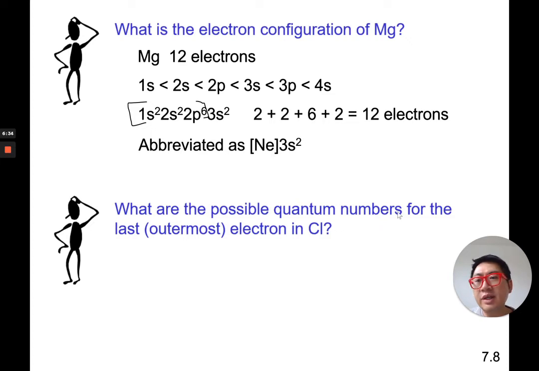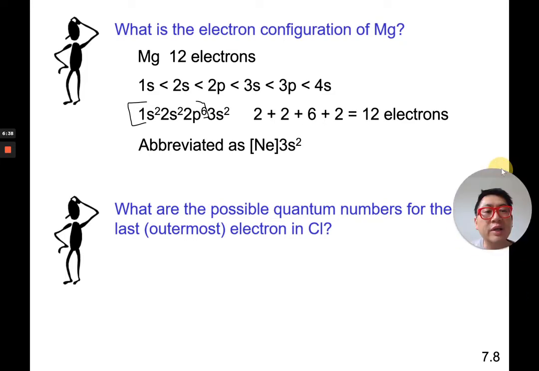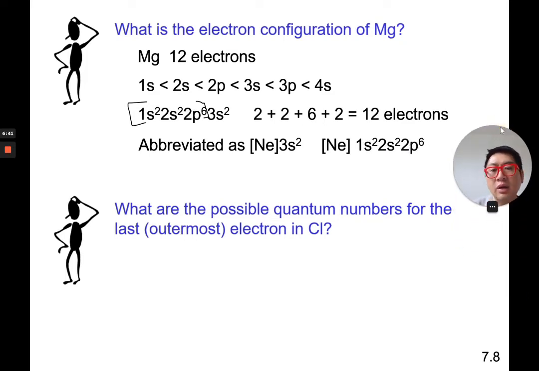Okay, next question here. What are the possible quantum numbers for the outermost electron of chlorine? The reason, again, is that neon is 1s2, 2s2, 2p6, just like what I had in this bracket. So that is neon. Neon equals 1s2, 2s2, 2p6.